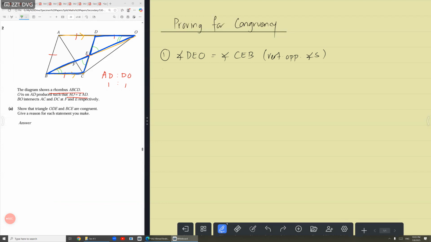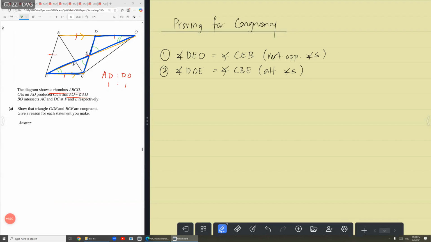Second reason is angle DOE is equal to angle CBE. Why are they equal? Reason why they are equal is they are alternate angles. Okay, so you have two angles that are the same.